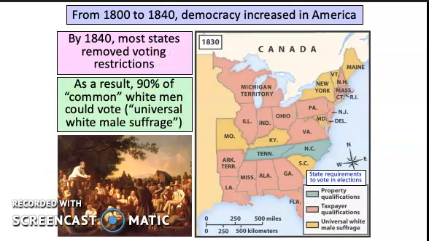However, from 1800 to 1848, democracy increased in America. By 1840, most states had removed voting restrictions, and as a result of this, 90% of common white men could vote. This is oftentimes referred to as universal white male suffrage. This vastly increased the number of people that could vote in elections and became part of an ongoing trend in U.S. history where more and more groups over time are able to participate in our democratic experience.